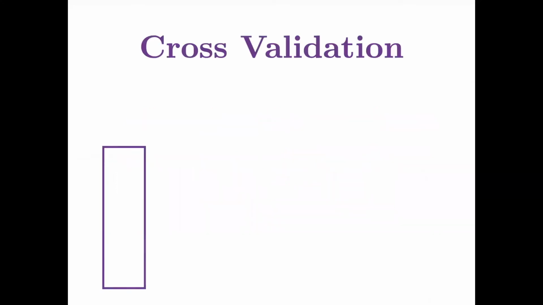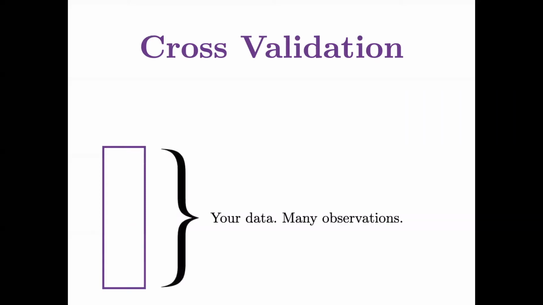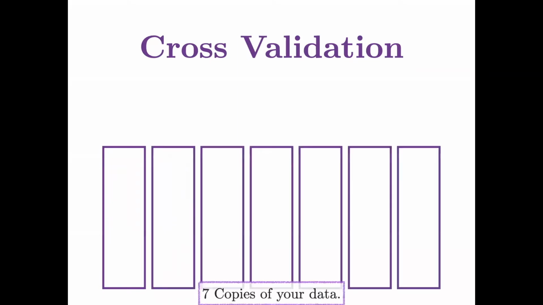To illustrate this, I want you to think about this purple rectangle here as being your data. You have many observations. Now, I'm going to make 7 copies of your data. This is not something I'm actually suggesting you do as a first step to cross-validation. It's only for the purposes of illustration. You don't actually have to hold 7 copies of your data.